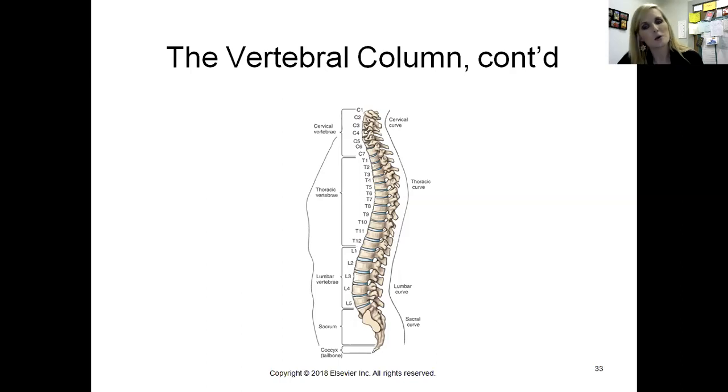Then we have our lower back. Lower back is referred to as lumbar. I oftentimes thought L for lumbar, L for lower back. Or sometimes people say they need more lumbar support. That's just referring to the lower back, the lumbar region there.